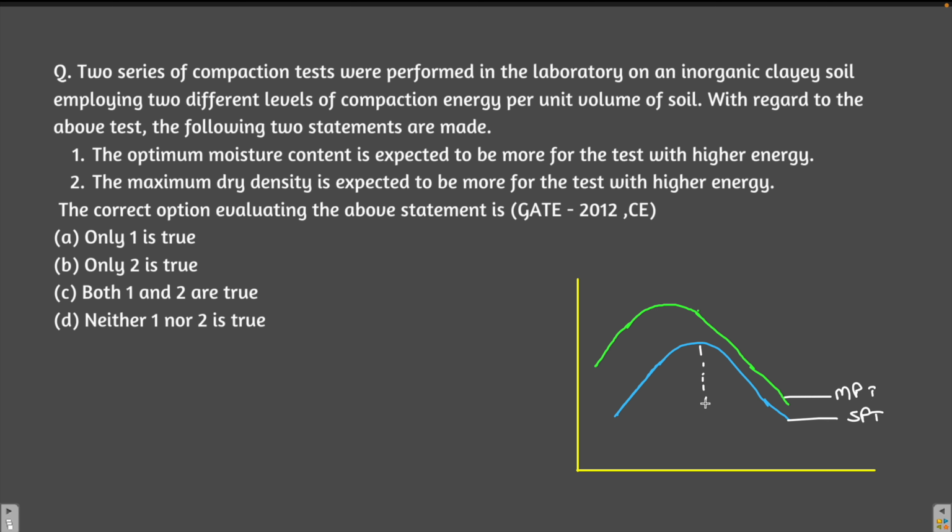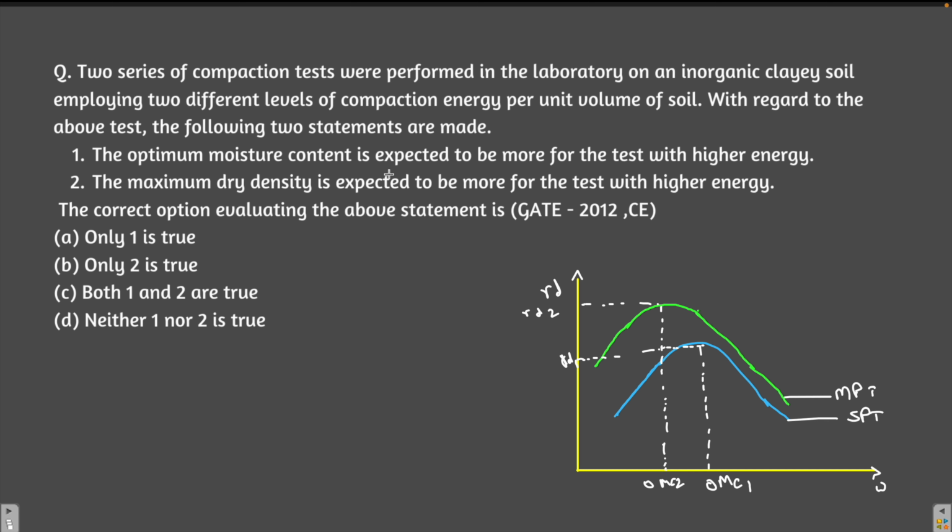So here the optimum moisture content is a little greater, let it be OMC1. This is the moisture content and this is the dry density gamma D, and here the optimum moisture content is less than the first one, and gamma D for the first one will be less than gamma D for the second one. So this is gamma D1 and this is gamma D2. Let me just read the question.